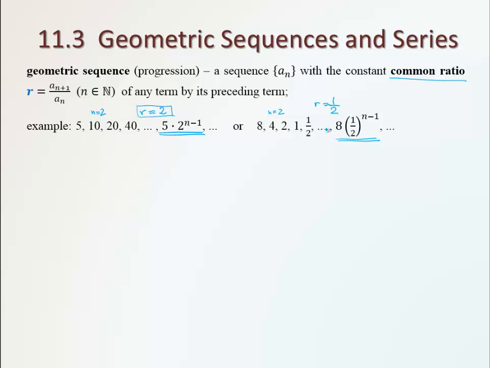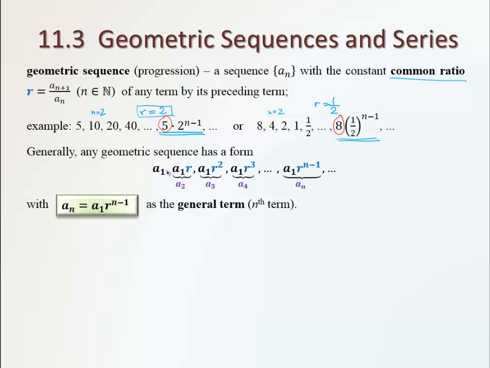Okay, so looking at these two examples, we can notice something common to both of them. For example, the general term consists of the first term. In both cases, the first term is here. This is 5, this is 8. And then it's the common ratio, which in this case is 2, to some exponent. And over there, the common ratio is 1/2 to the same exponent. Okay, that may not be a coincidence. That may lead us to a formula for a general term of a geometric sequence that will depend only on the first term and the common ratio.